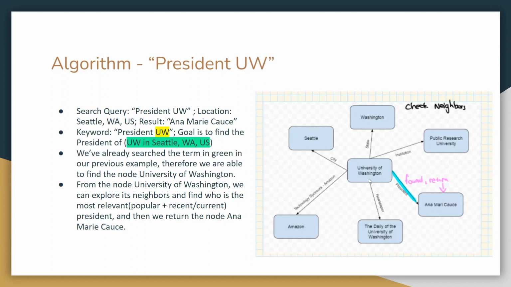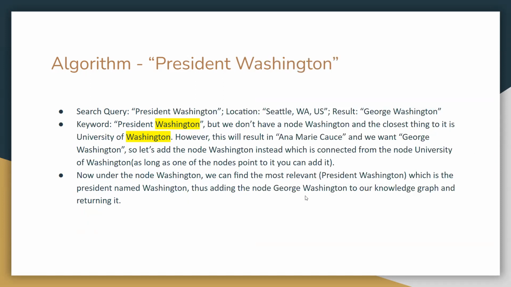So from the node University of Washington, we can explore its neighbors and find who is the most relevant president. And then we can return the node Anna Mari Kaus. As you can see here in the diagram, we explore the neighbors. We find that the most relevant one is the current one, which is Anna Mari Kaus, the 33rd president as well. And then we'll return the node Anna Mari Kaus.